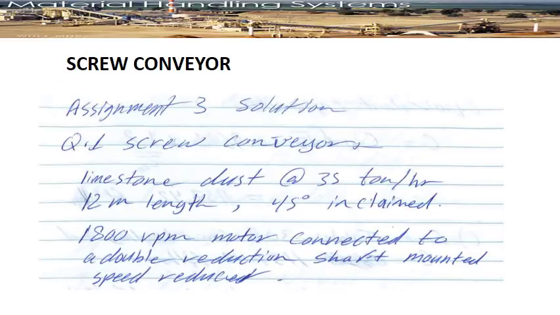For the screw conveyor, I just colored the part required for you in the final exam to do this question. This is the part we showed you last time on the presentation board. In assignment number 3, we had the screw conveyor with limestone dust at 35 ton per hour rate, 12 meter length, 45 degree inclined. We have a 1800 RPM motor connected to a double reduction shaft mounted speed reducer. We were required to calculate the power, but we are not required to calculate the power tomorrow.